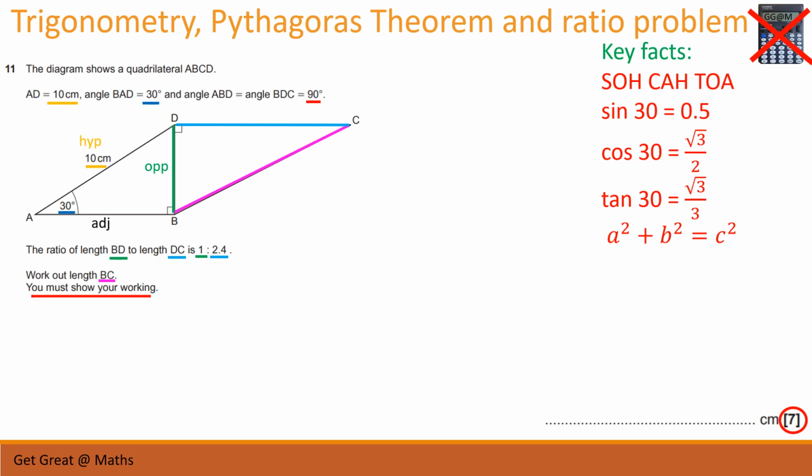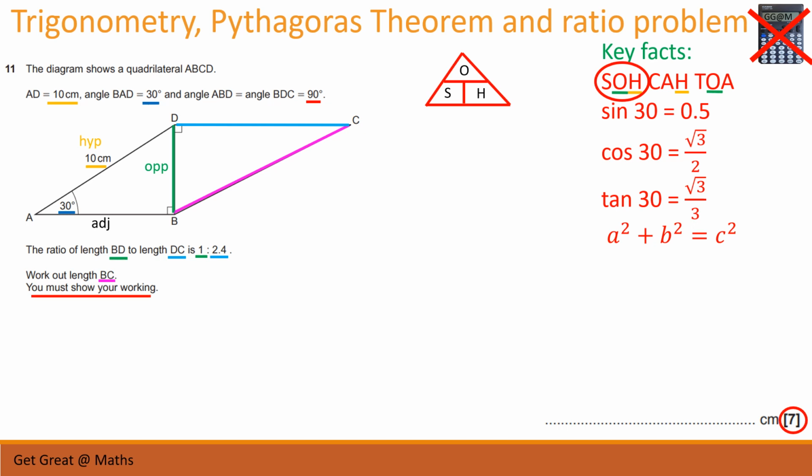So on my key facts up on the top right, I need to highlight all the H's. Now the H's I'm highlighting because I know the hypotenuse is 10. I want to find the opposite, so I'm going to highlight the opposites. Now the one which uses both the opposite and the hypotenuse is the first one here, which is the SOH. So we're going to be using SOH to work out the opposite length.